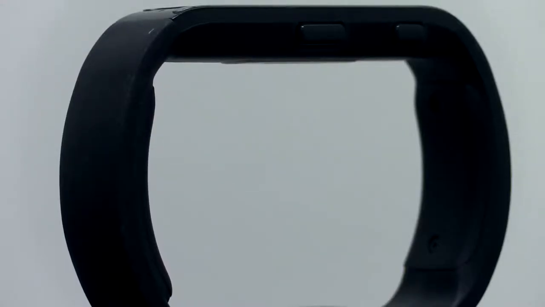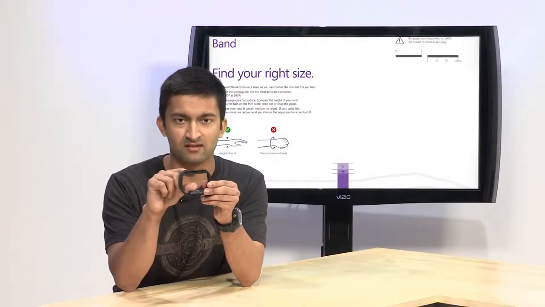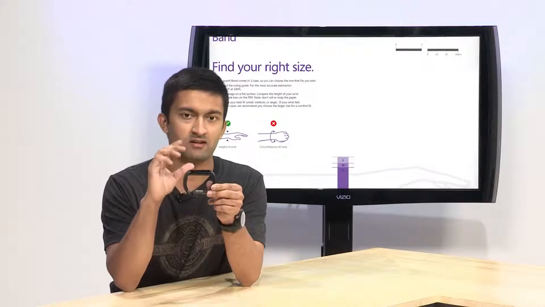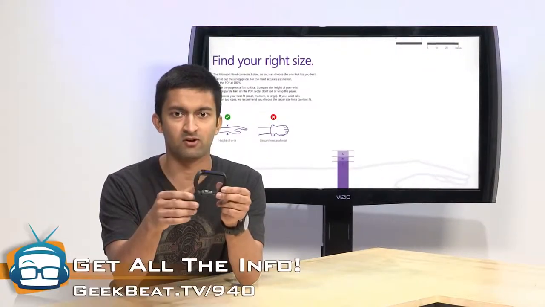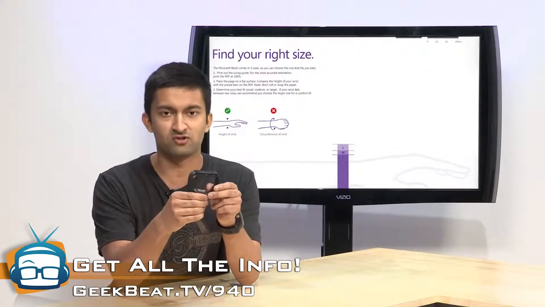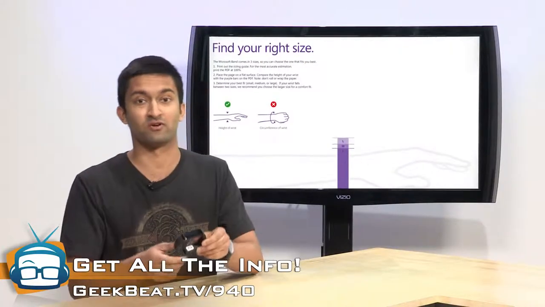The band comes in any color you want as long as it's black. As I said earlier, the way it's sized is actually by your wrist height. So it comes in three sizes, small, medium, and large. For sizing information, you can check that out on the Microsoft site and in the show notes.